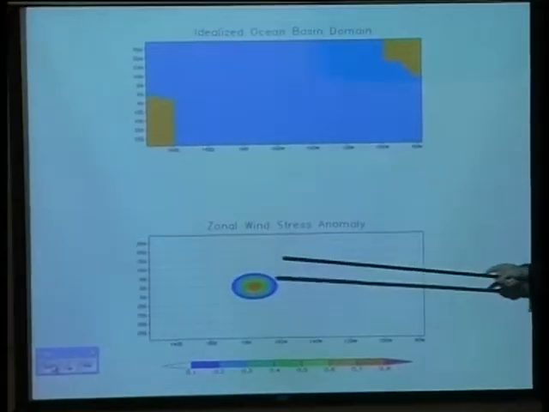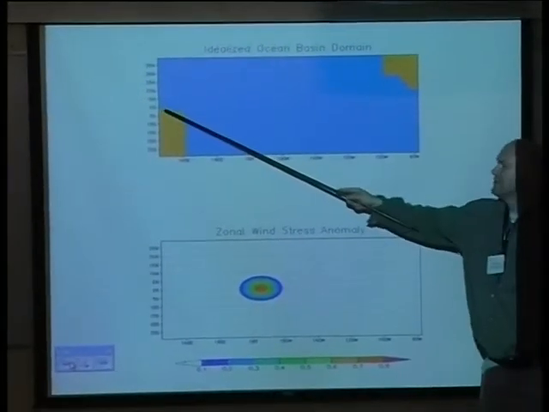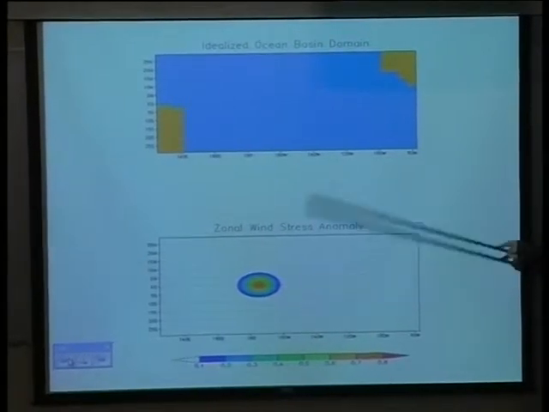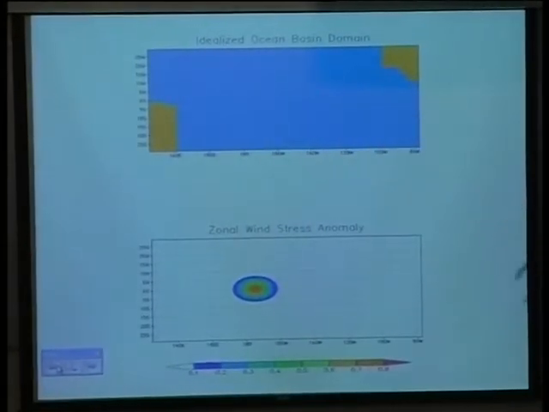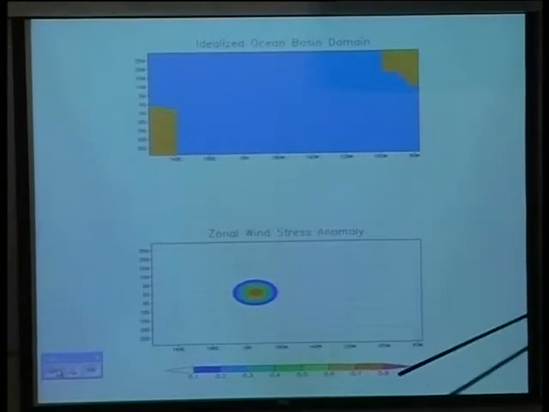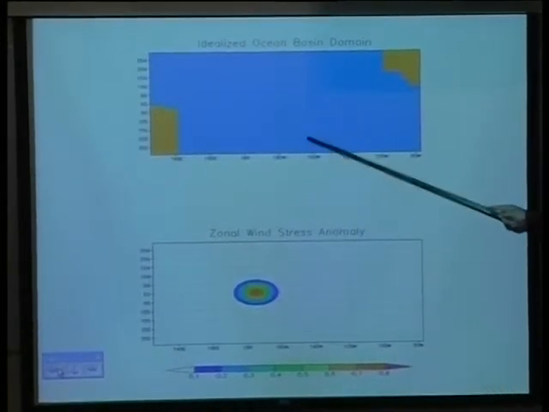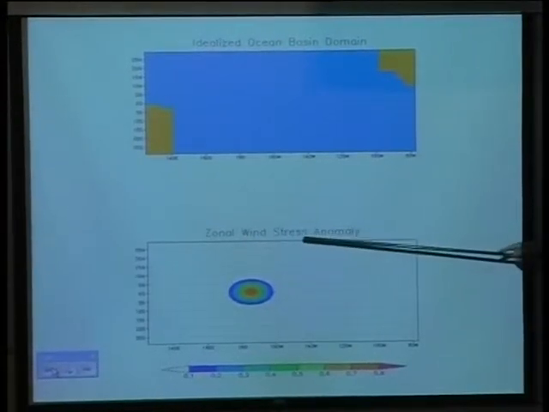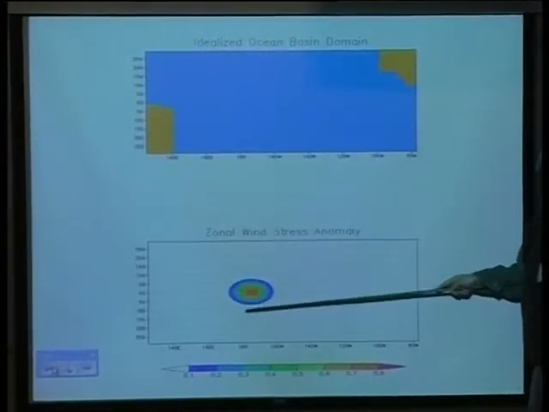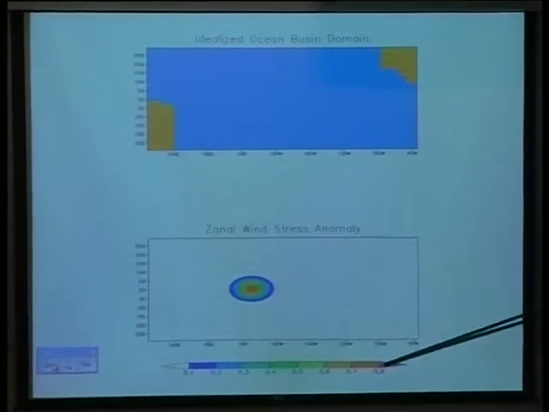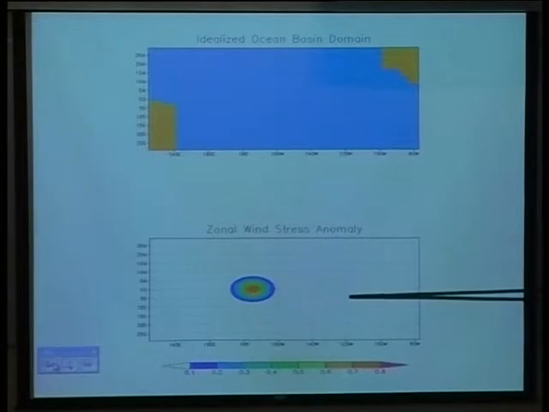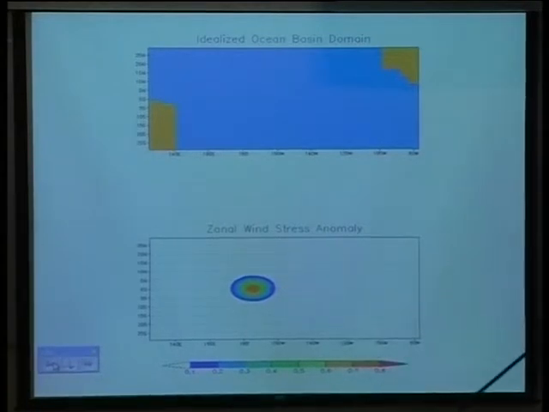Some people have shown that you still get pretty good reflection. Not everyone believes that's true. But anyway, this is the easiest way to do this in a nice, clean way. There's no mean currents here, and so I'll impose a zonal wind stress anomaly. This will be westerly. Here's the color scale. So essentially, this is a wind blowing on the ocean along the equator this way.